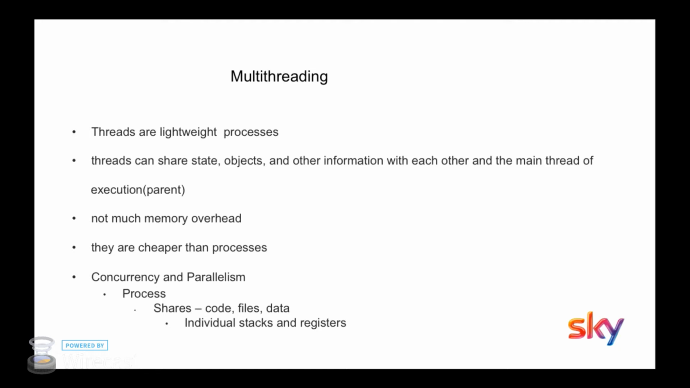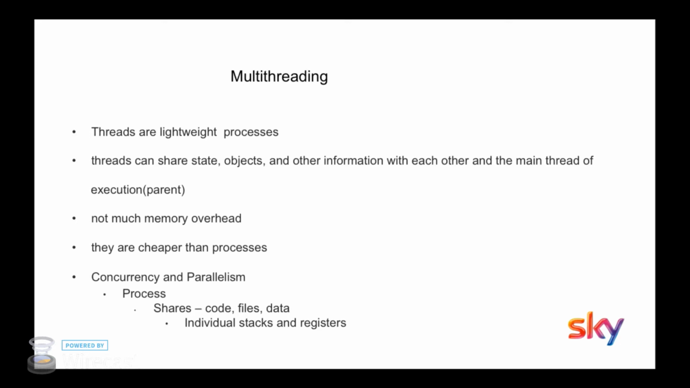We all know that threads are lightweight processes. In a particular process we can have many threads, which use common shared memory, and control can be passed from the child thread to the parent, the main thread. There is not much memory overhead, which in the case of processes we would have to take care of. Threads are cheaper than processes, and they are mainly used for concurrency and parallelism. In a single process, threads share the code, files, and data, but each thread has its own stack and registers. So this is in general about threads.